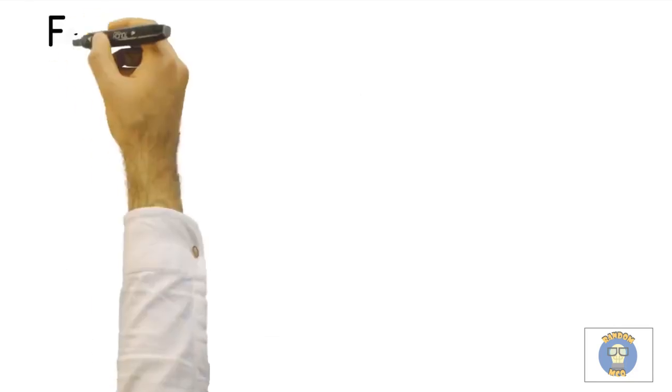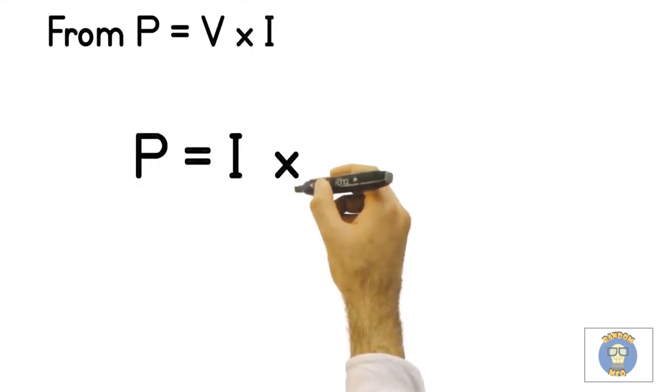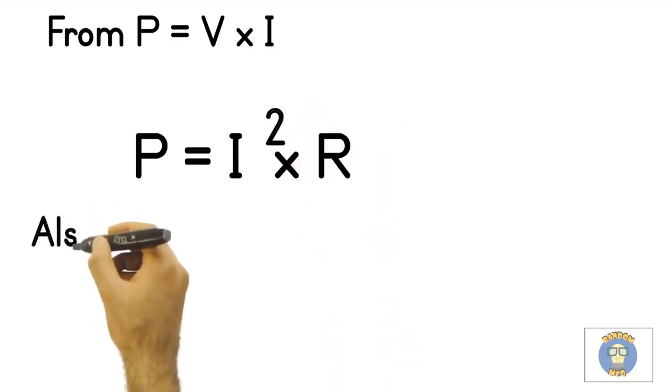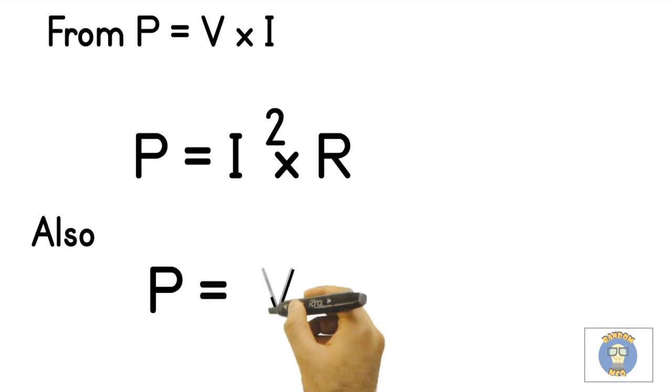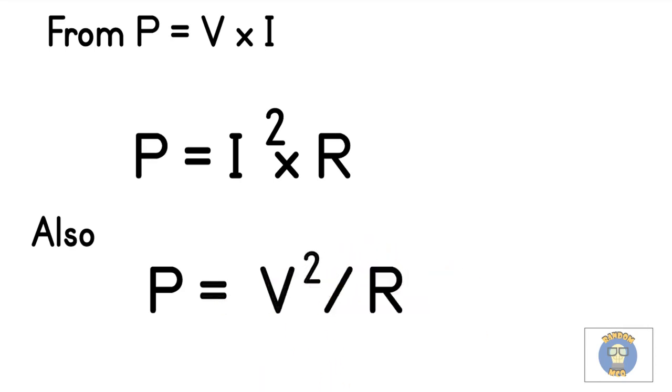The power formula can also be written in different forms, when derived from Ohm's law. As P is equal to V times I, using the formula for V, power can be written as I squared times R. Similarly, using the formula for I from Ohm's law, power can be written as V squared, divided by R.